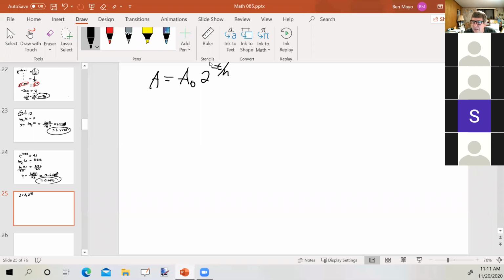Okay. In this formula, t stands for time. h stands for the half-life of the substance. A sub 0, think of it as A with a little 0 as in original. So A sub 0 would be the original amount, and then A on the other side of the equal sign is the final amount. Okay? They tell us that the half-life of tritium is 12.4 years.